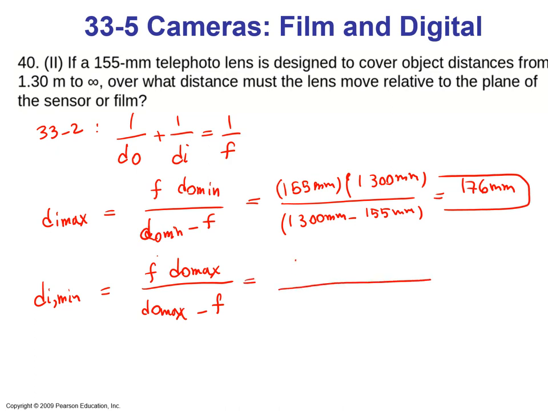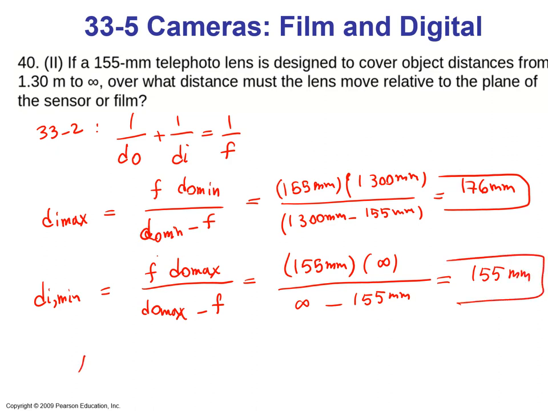For the dI min, we have 155mm again multiplied by infinity divided by infinity minus 155mm. This fraction simplifies to 155mm, and the range over which the lens should be moving is 176 minus 155, which gives 21mm, the range the lens should be moving to be able to form images of these two objects at different locations of 1.3 meter to infinity.